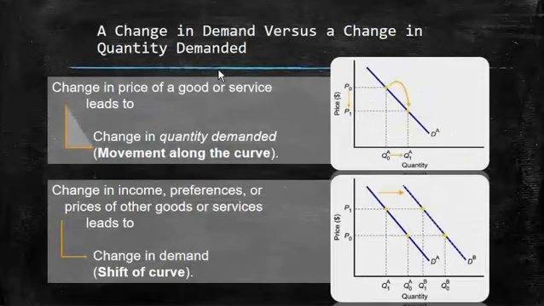So, what is a change in demand versus a change in quantity demanded? A change in price of goods or services leads to a change in quantity demanded, a movement along the curve. And a change in income or preferences or prices of other goods or services leads to a change in the demand curve. So, as I said, it's not just the price. It can also be the preferences of a person, of a consumer. It can also change the demand. It's not just the price that dictates the demand of a certain commodity, but also the income or the financial stability of the consumer.